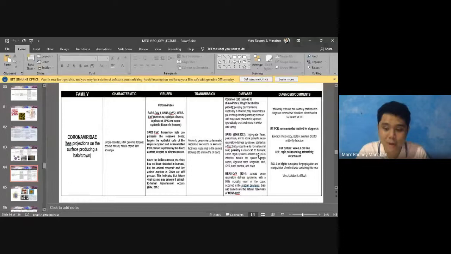From the bats, it went to the civet cat, and then the coronavirus in the civet cat jumped to humans, and this is where it caused infection. And of course, similar to COVID-19, it can also infect a lot of other body systems, such as your liver, digestive tract, CNS, bone marrow, and even the heart.